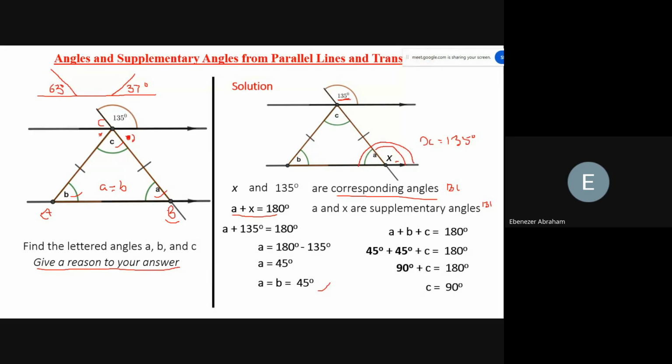So from here, you are going to what we call the polygons. So first, properties of polygons. What is a polygon? Abdul. A polygon is a shape that has multiple sides.